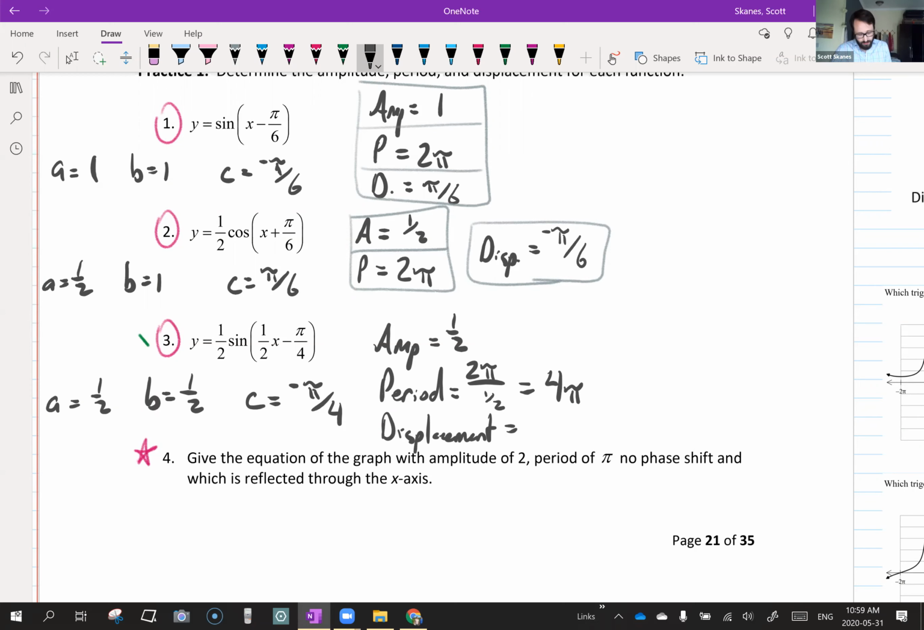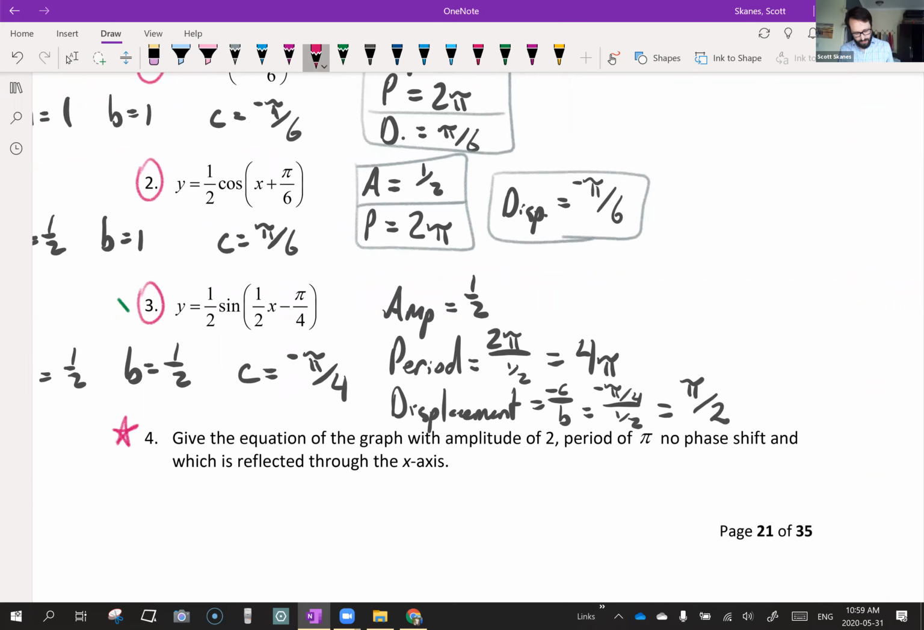And then displacement is going to be negative C over B, which in this case is negative pi over 4 divided by 1 over 2. And for the same reasons that I went through before, you should hopefully see that this is pi over 2. Does anyone see if I missed anything here? There's one tiny little thing that I missed. And that's the formula itself has a negative in it for C. So just be careful. That's a really easy mistake to miss, that there's a negative in front of all this. So that's why it pops out a positive when we're done.